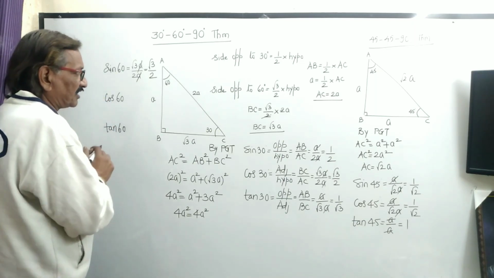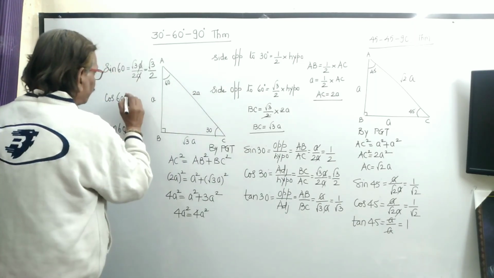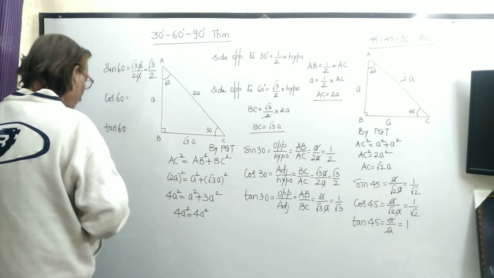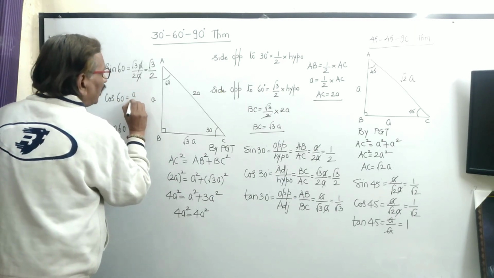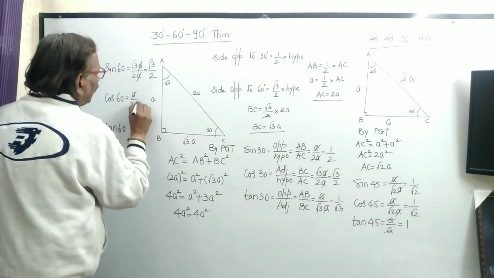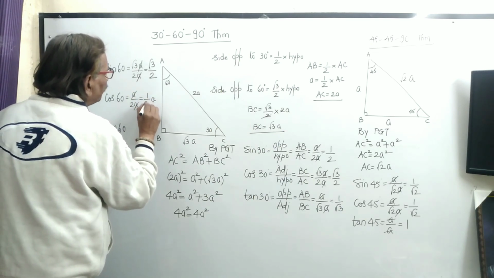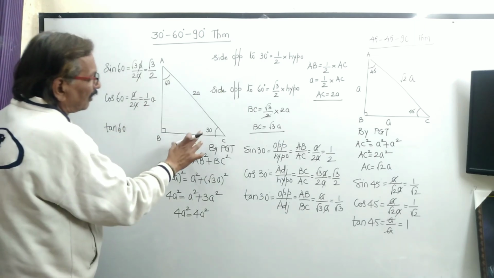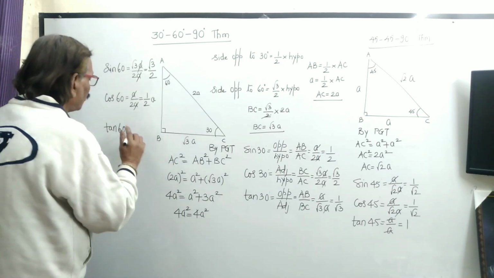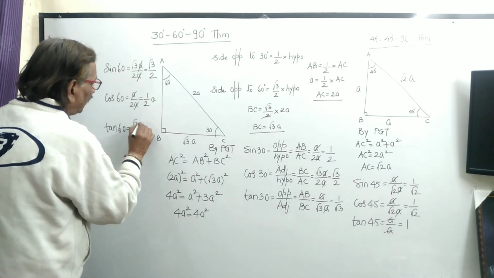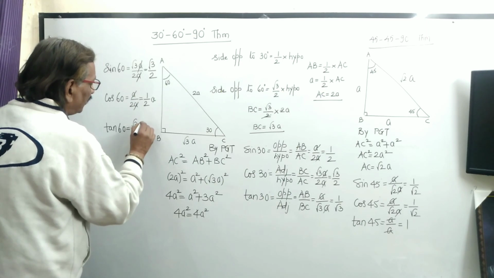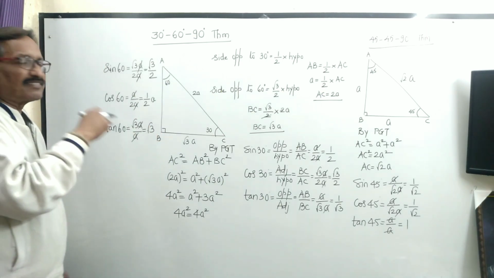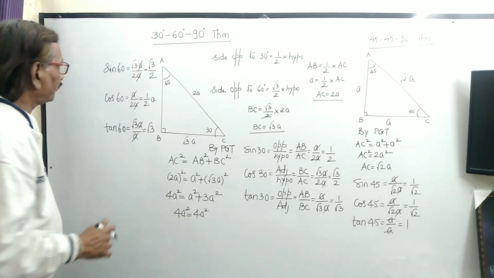Next is cos 60. Adjacent upon hypotenuse. That is equal to a upon 2a. A cancels. Answer is 1 by 2. And then tan 60, that is opposite upon adjacent. So root 3a upon a cancel. Answer is root 3. Now we can say that we found out 9 different values.